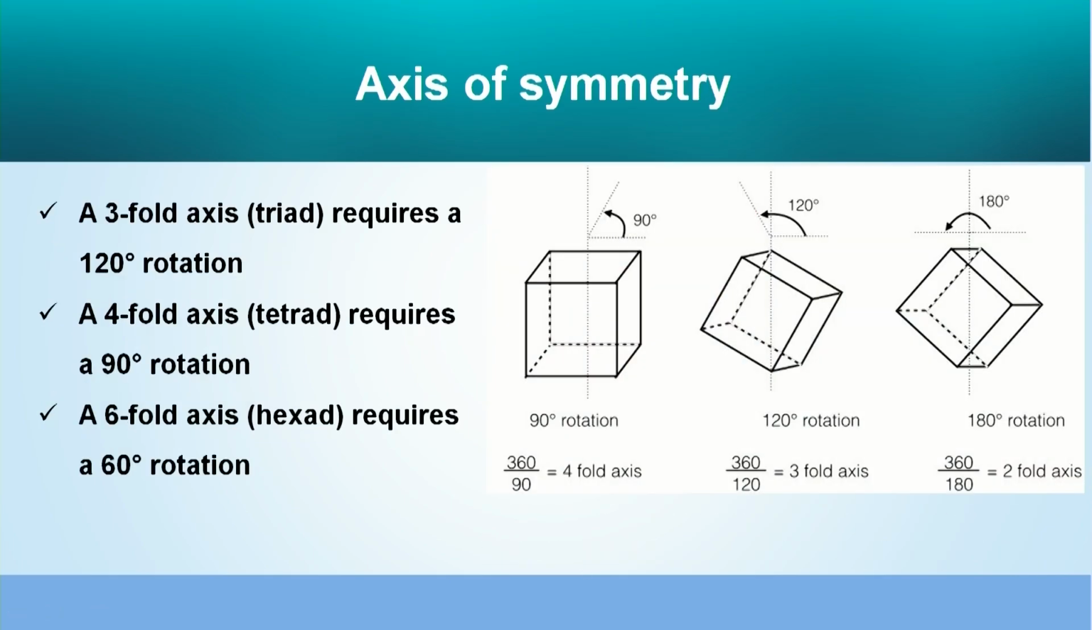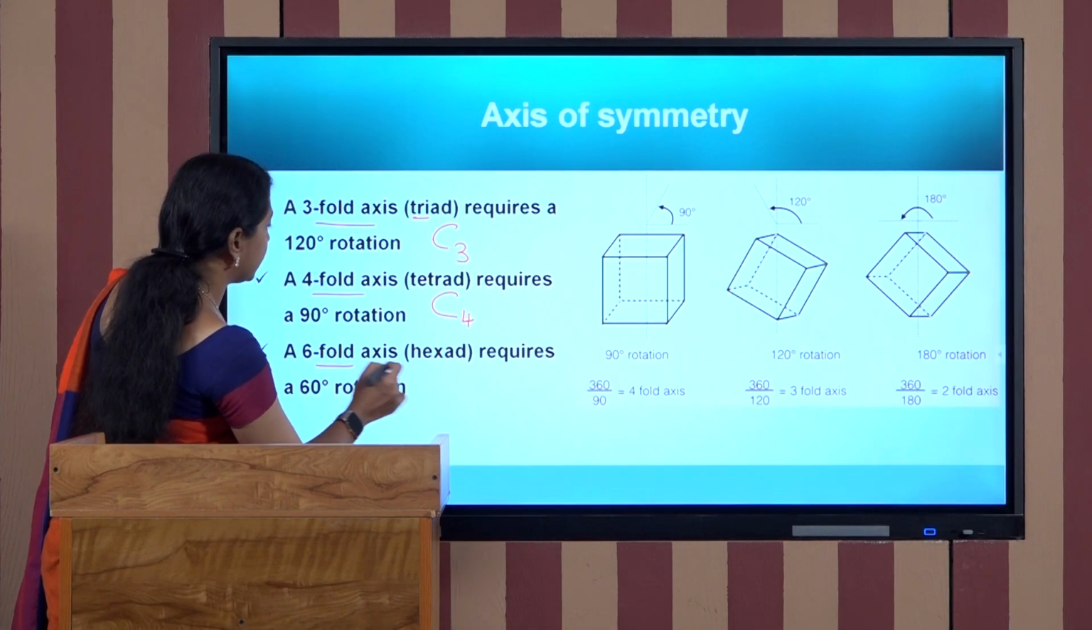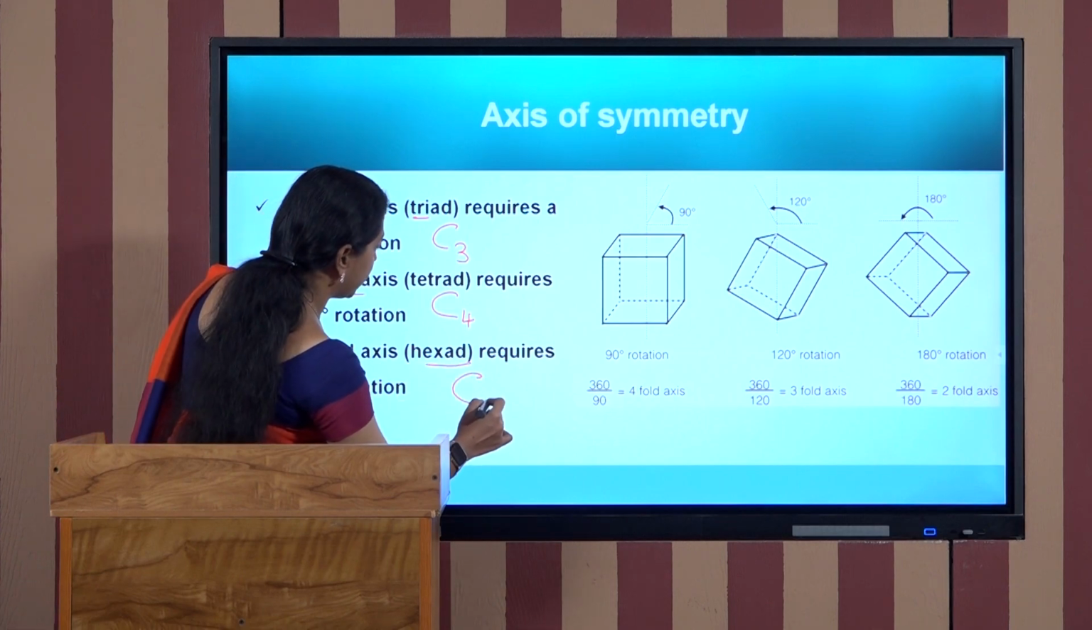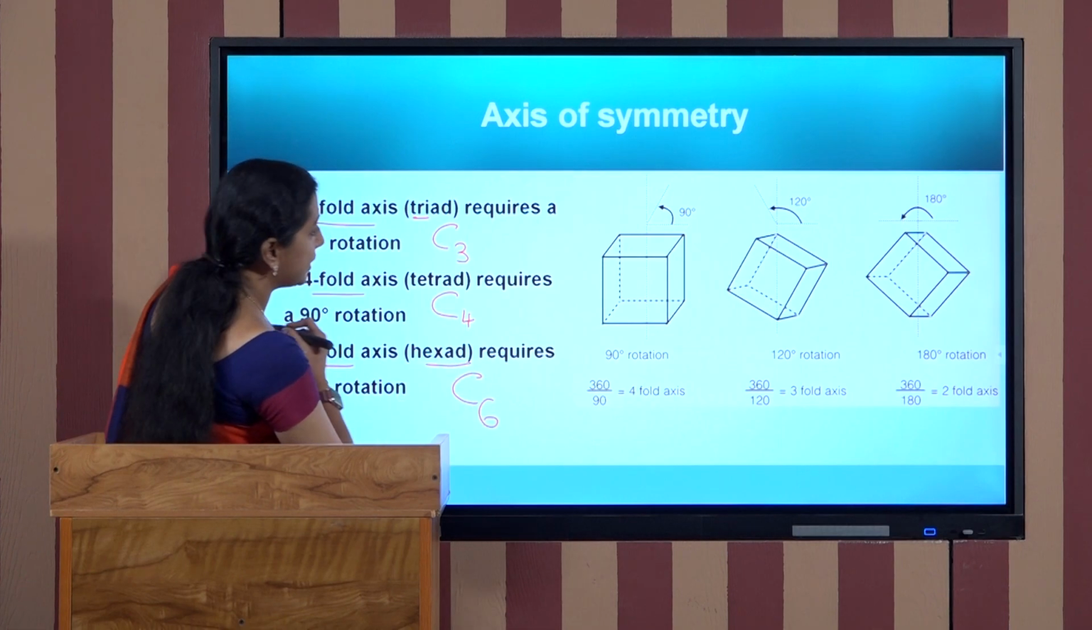Similarly, we can call a threefold axis, or that is a C3 axis or a triad, that requires a rotation of 120 degrees. A fourfold axis, also called tetrad, or we may represent it as C4. So, that requires a 90 degree rotation. A sixfold axis, also called hexad, requires a 60 degree rotation, or we may represent it as C6.